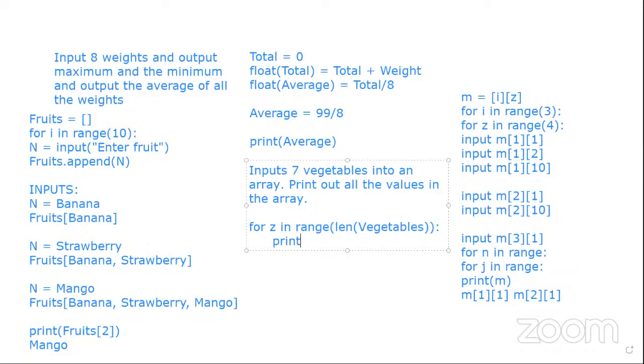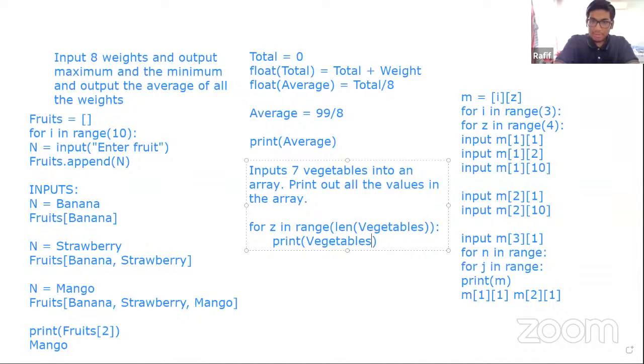And then the next thing, you've got to do print. You've got to print out the values in the array. So you type in your array name, vegetables, and then you put in Z. Now, why do you put in Z? Because it's very similar to the input loop, except now you're outputting. Remember, Z will start at 1. So right now, Z equals 1. So when it says print vegetables Z, it will print vegetables 1.